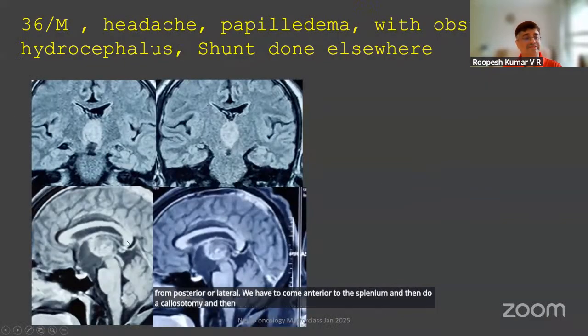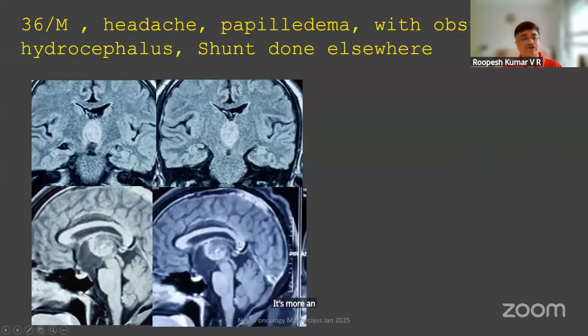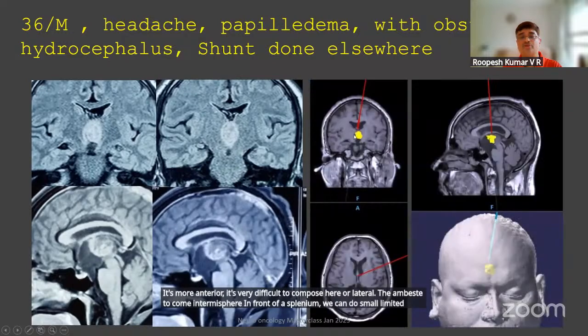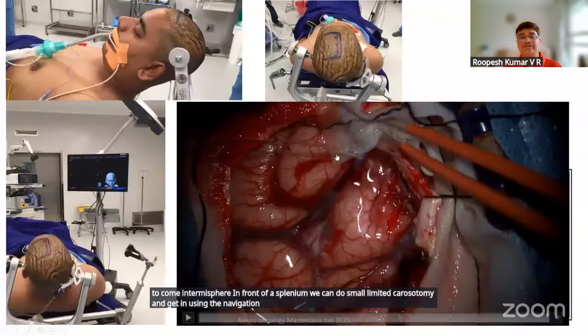A tumor something like this, which is more anterior, is very difficult to approach from posterior or lateral. The best is to come intrahemispheric. In front of the splenium, we can do a small limited callosotomy and get in using the navigation again, the subchoroidal or the transchoroidal approach. Again, I skipped this video, and we can see that.